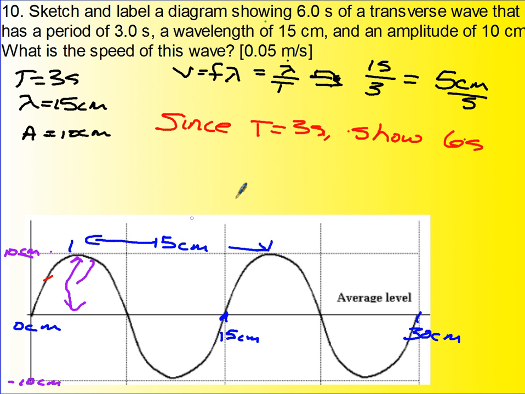Have we done everything? Sketch and label a graph showing 6 seconds of a transverse wave. That's a period of 3 seconds and a wavelength of 15 centimeters. Now, if this were a time graph, this, of course, would be 3 seconds, 6 seconds. Let's see.